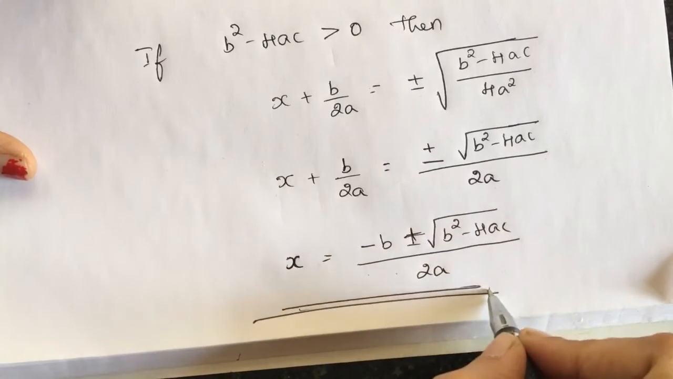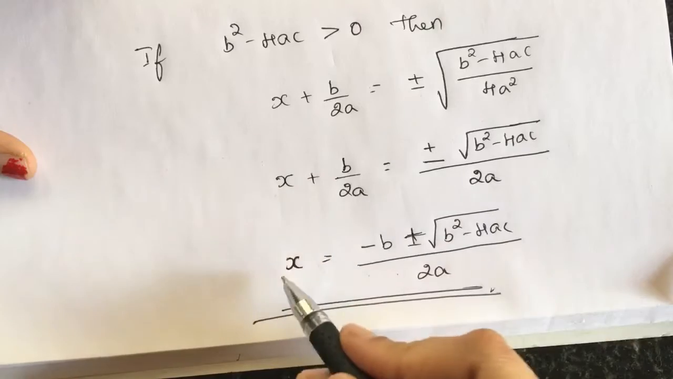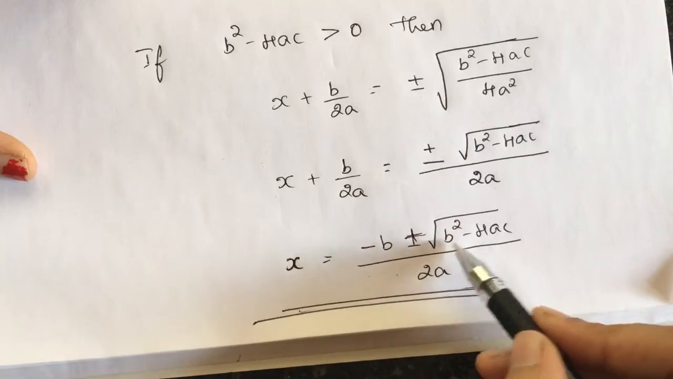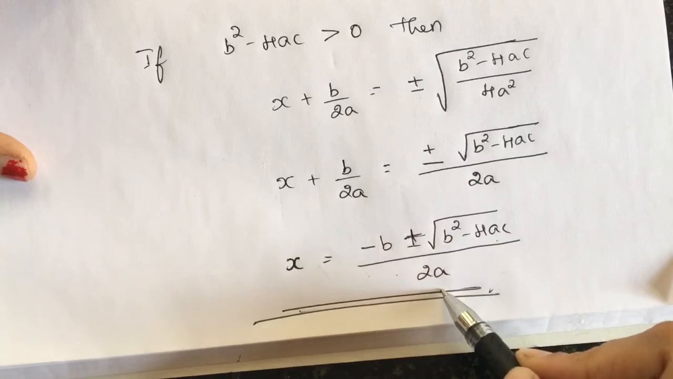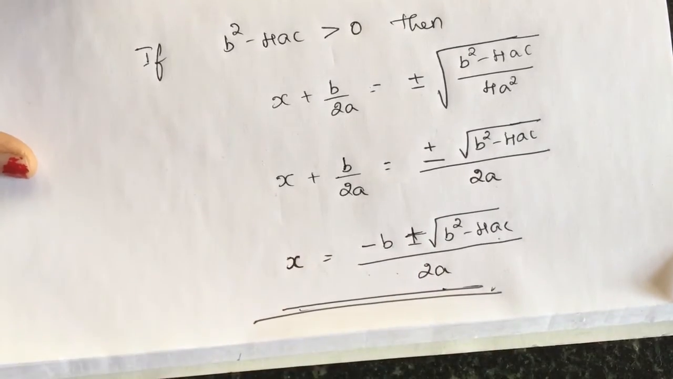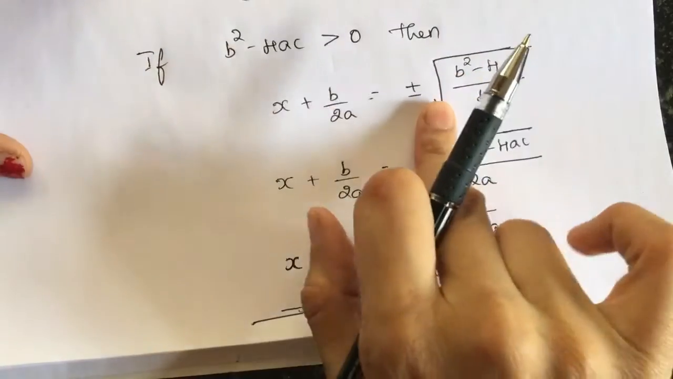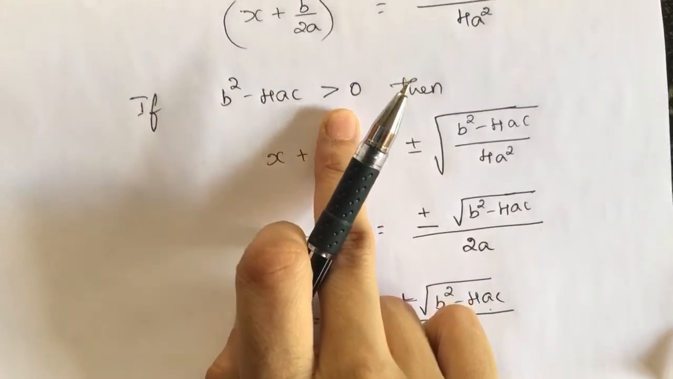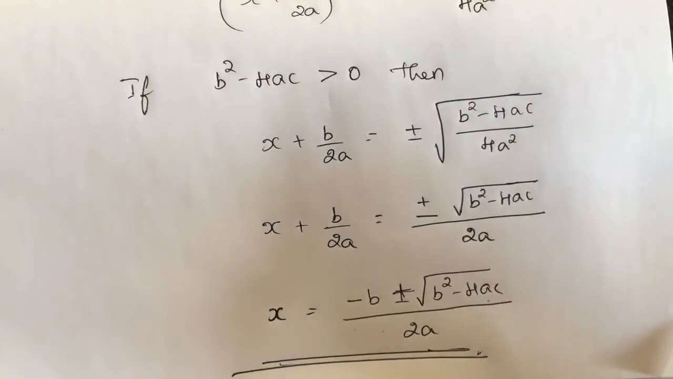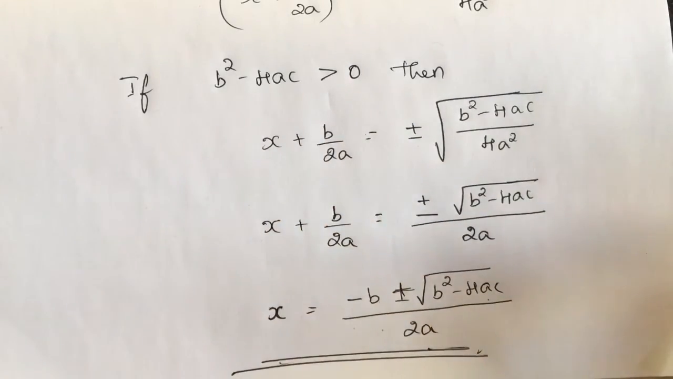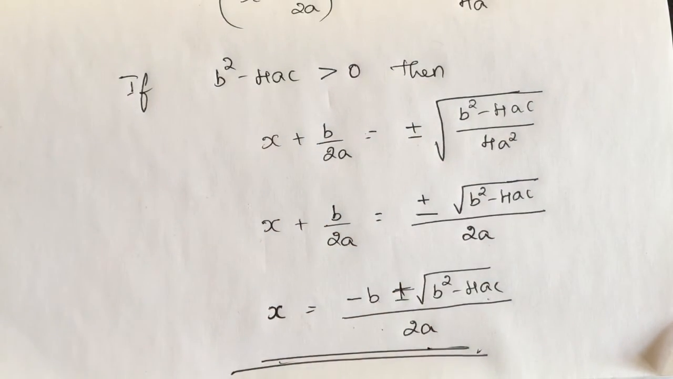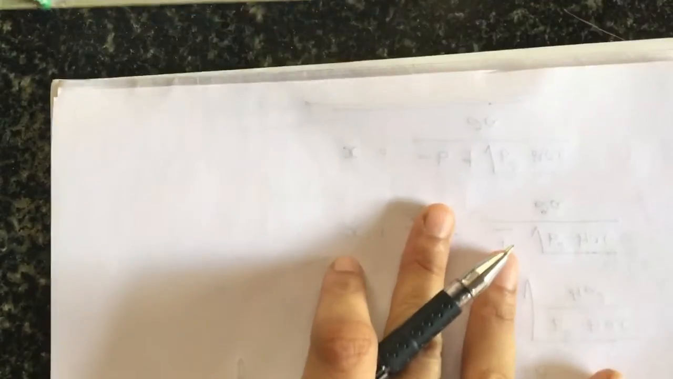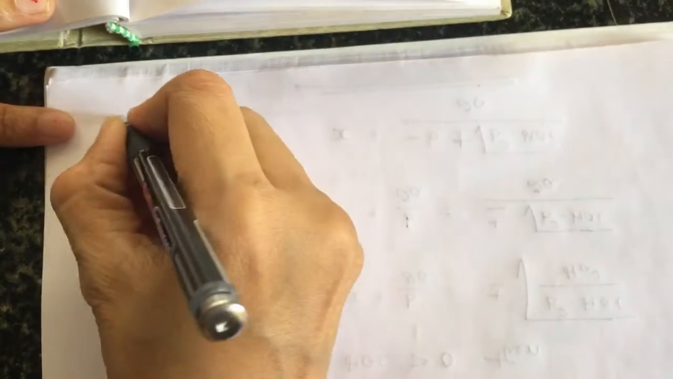So this is the formula you need to remember: x equal to minus b plus or minus root of b square minus 4ac divided by 2a. The thing is, this is possible only if b square minus 4ac is equal to 0 or greater than 0. What happens if it's less than 0? Let us learn that. So you have got two roots.